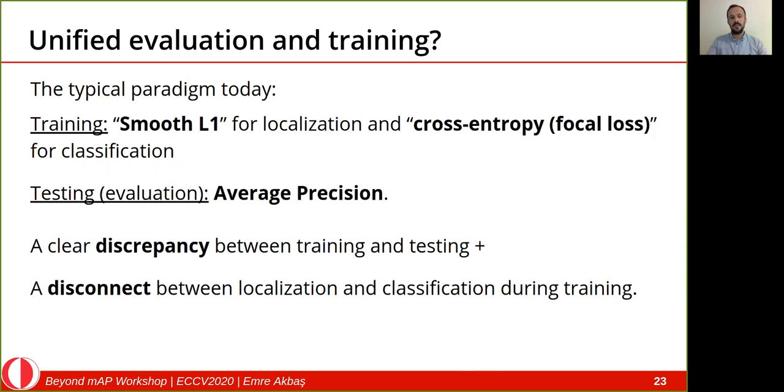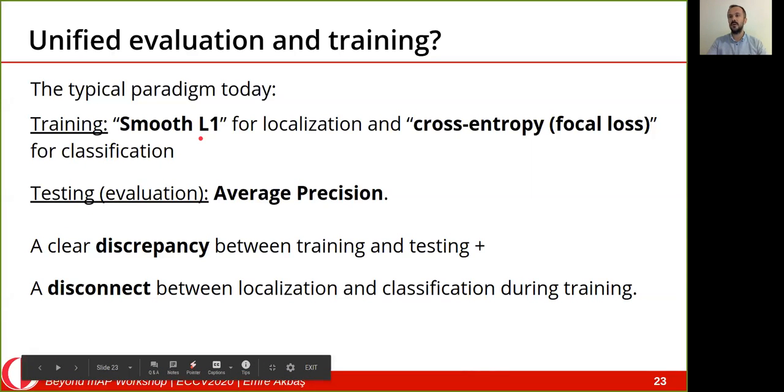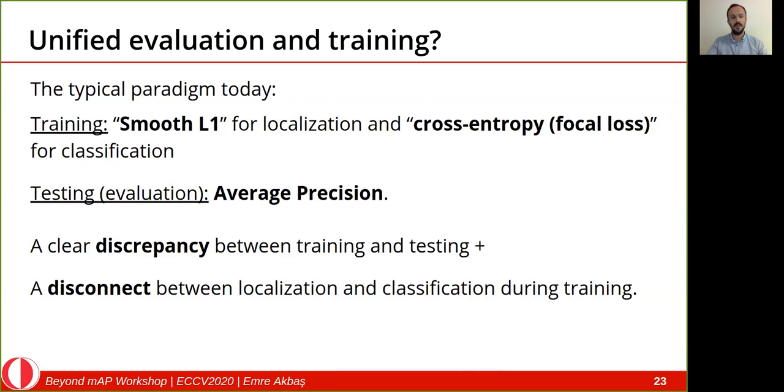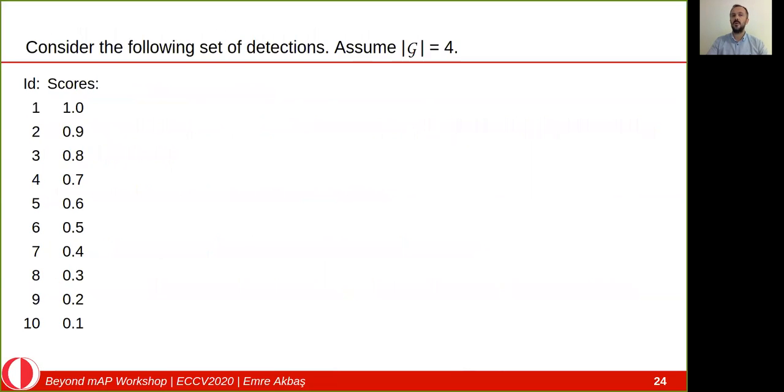And also, there's a disconnect between localization and classification during training. Smooth L1 is trying to make the localization better, but it doesn't care about the classification quality of examples. And similarly, cross entropy is trying to improve the classification without really taking into account the quality of the localizations of those examples. I want to illustrate this discrepancy and disconnect on a toy example.